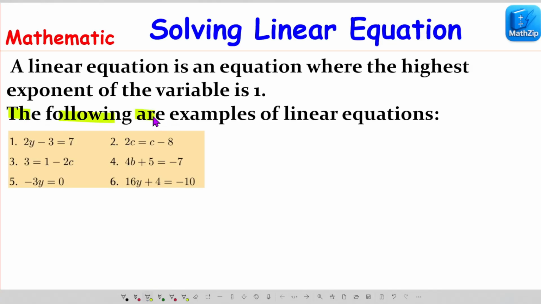The following are examples of linear equations.